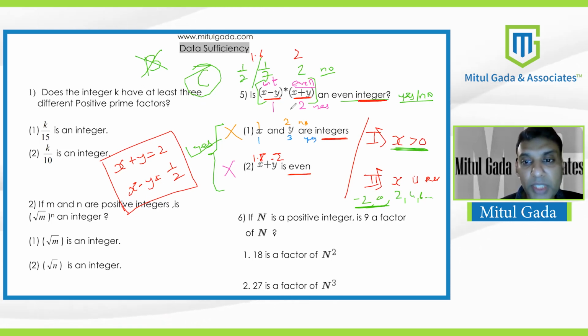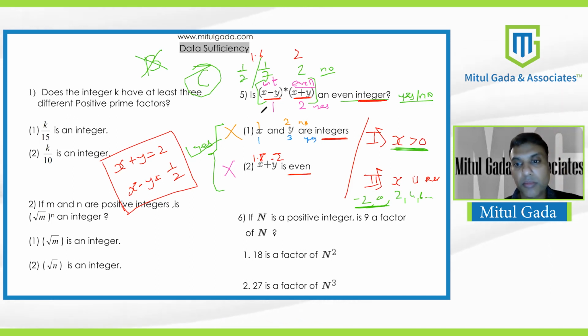Any other? Yeah, Jagat? Sir, suppose the second statement is given as x plus y is an even integer, then? Even is the same as even integer. Then B will be the answer, no? Even by default is an integer. There is no need to say it's an integer.